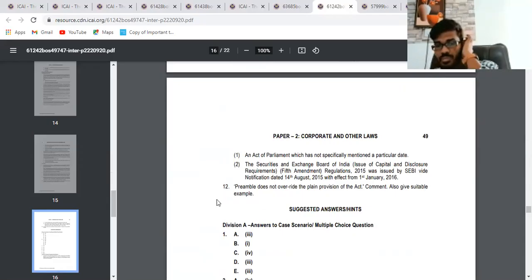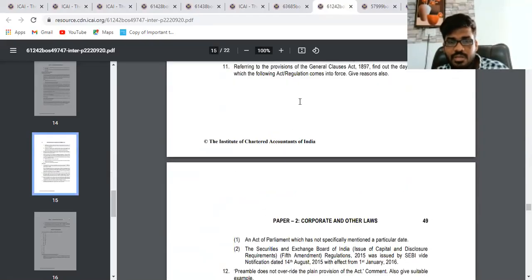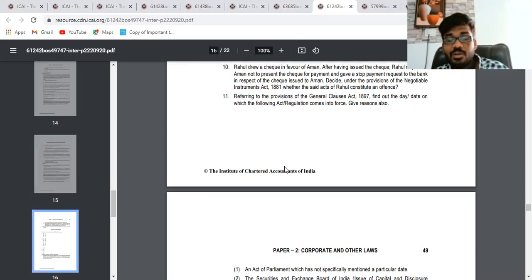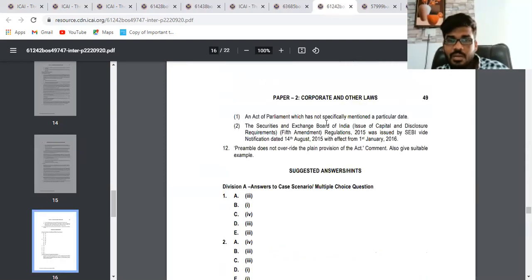Listen, an act of Parliament which has specifically mentioned a particular date. Referring to the provisions of the General Clauses Act of 1897, find out the date on which the following regulations came into force. Sir, for an act of Parliament which has not specifically mentioned a particular date, the date on which the President gives his assent is the date of commencement. We are studying now, published in the official gazette, like that.